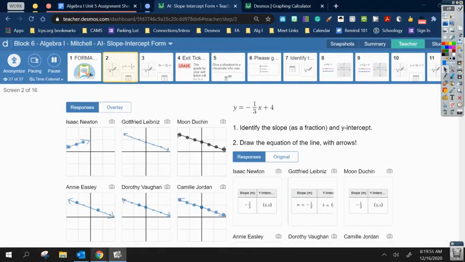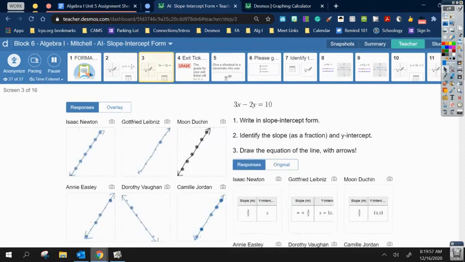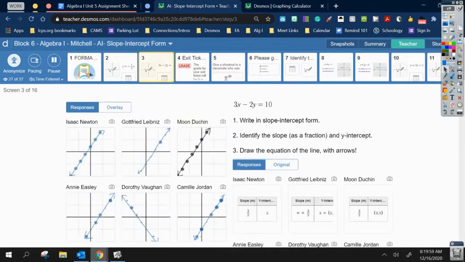On the second question, the third slide, it asks you to identify the slope and the y-intercept. But if you notice, this is not written in what's called slope-intercept form. It did give you a hint and tell you to write it in slope-intercept form. The first thing we need to do is solve for y. So this goes back to the topic of solving literal equations, which we told you will come back at some point.